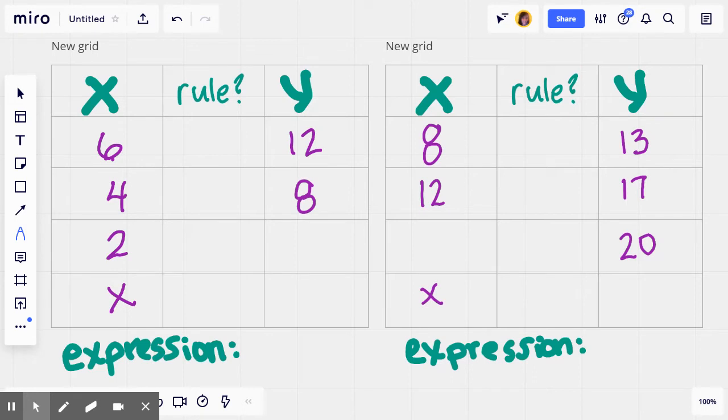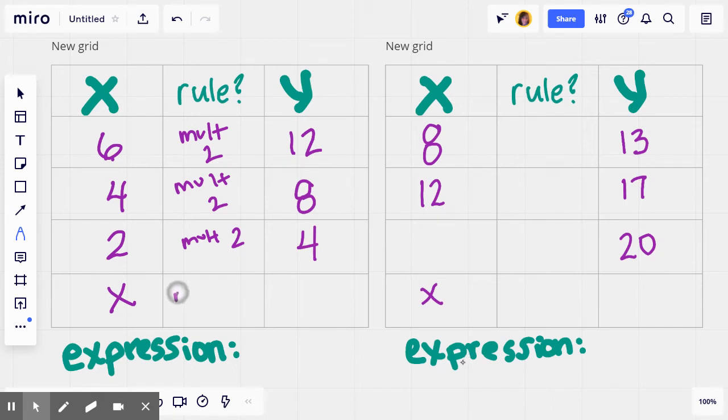All right, so let's try again. What else could it be? Well, I know that 2 times 6 is 12. So I could say multiply by 2. So 6 times 2 is 12. That works. Let's see if it works for this one. 4 multiplied by 2 is 8. Hey, it works. Okay, so then we're going to do the same thing here. 2 times 2 is 4.